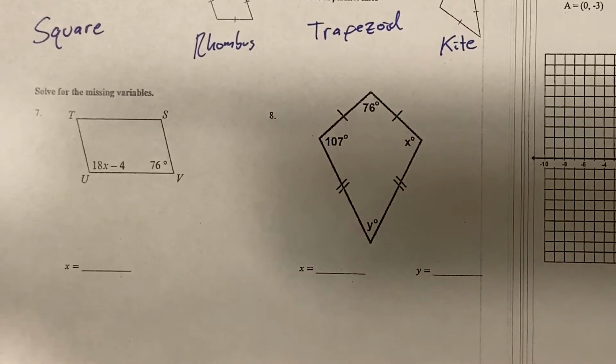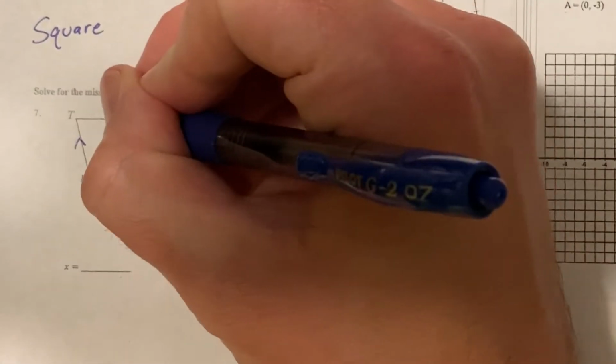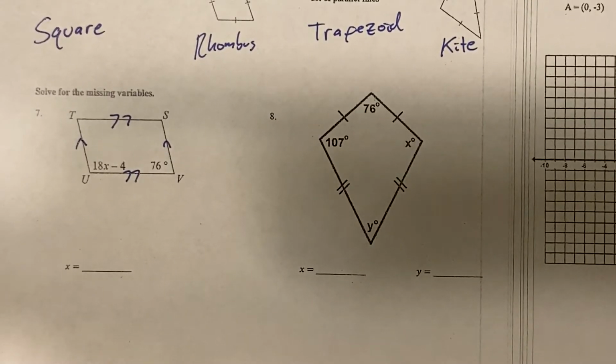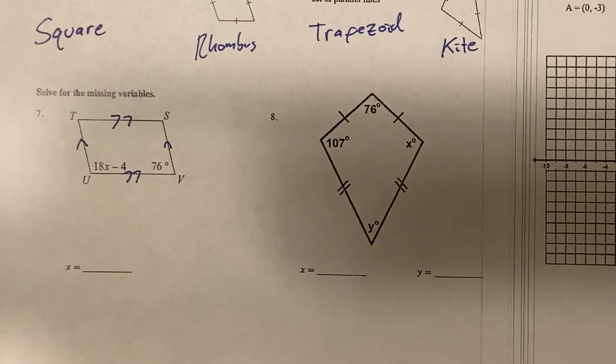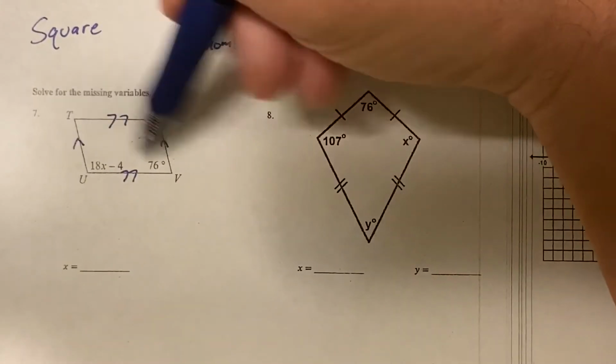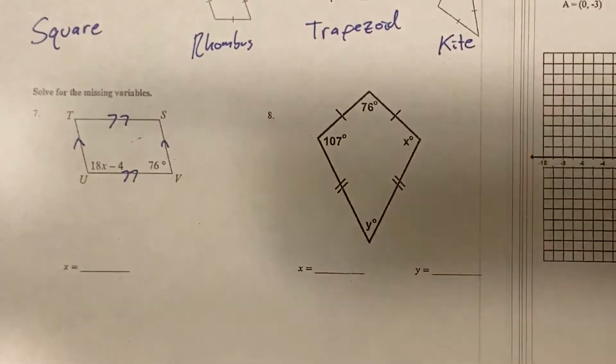Number 7 down here, I am trying to solve for x, and I have a parallelogram. If it doesn't say that, but let's assume this thing's a parallelogram. And my next question is, are these opposite or adjacent angles? Are they opposite? So U and S would be opposite, T and V would be opposite. Or are they adjacent, meaning right next door to each other? They look like they're right next door to each other.